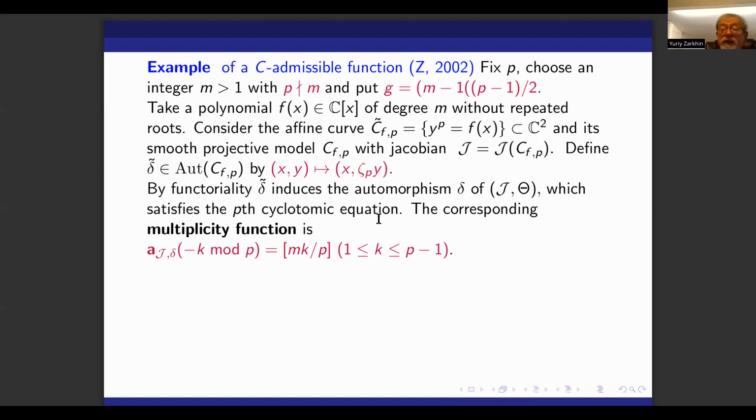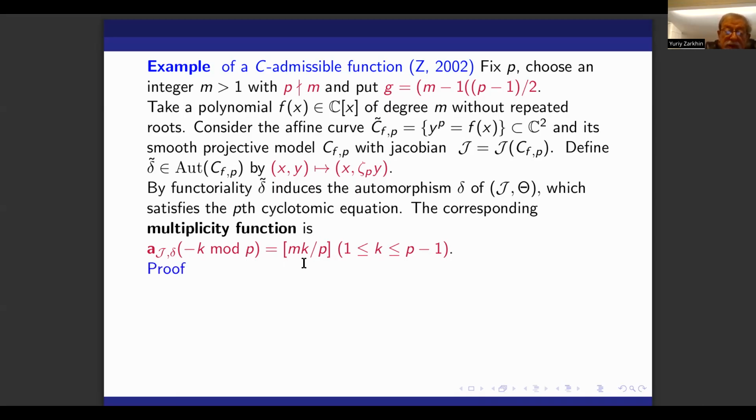So we have this automorphism, and how does its multiplicity function look? It looks as follows. Let's look at its value at elements of our group G, that is, let's evaluate it at the point minus k modulo p, where k is an integer between 1 and p minus 1. It turns out that we have to do the following: multiply k by m, divide by p, and take the integer part. So it's an example of an admissible function.